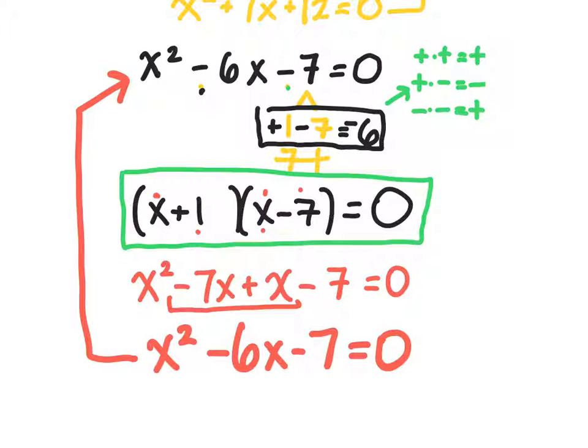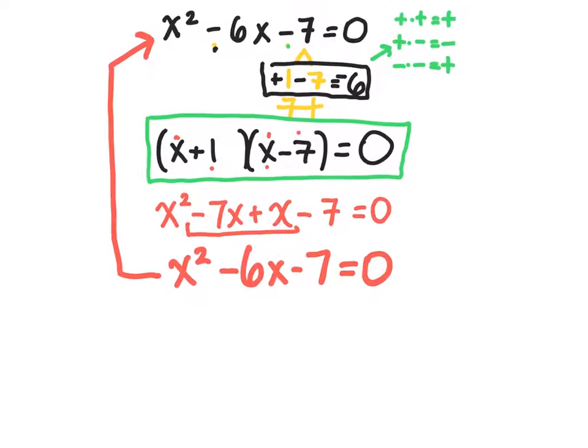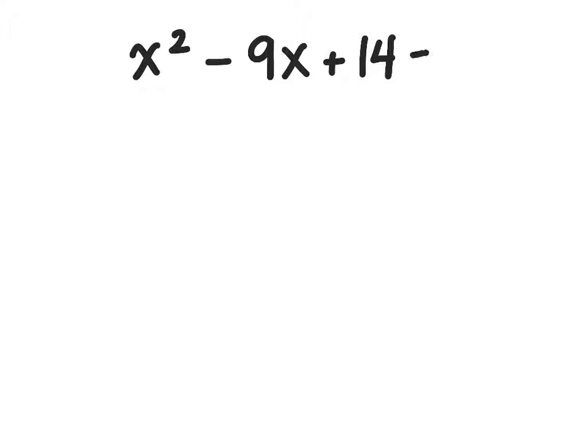All right, you guys, if we were feeling confident, we can go ahead and move on, but I'm going to do one more example for us. All right, in this example, our last one that we mentioned was x squared minus 9x plus 14 equals 0.